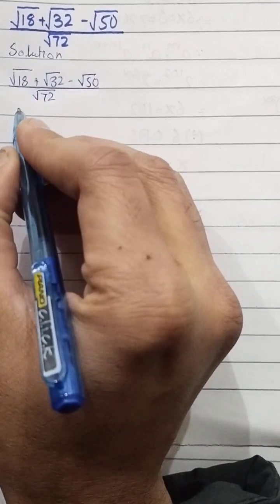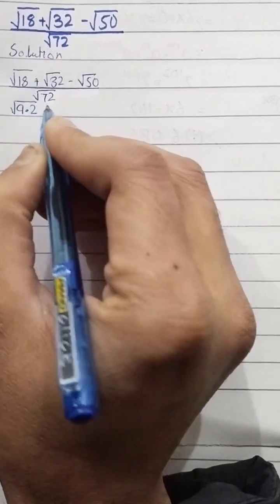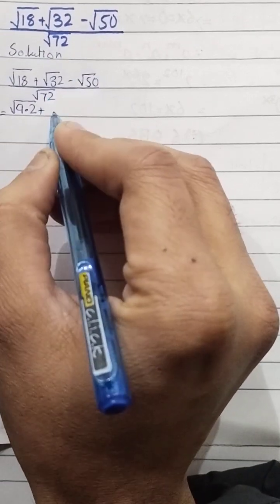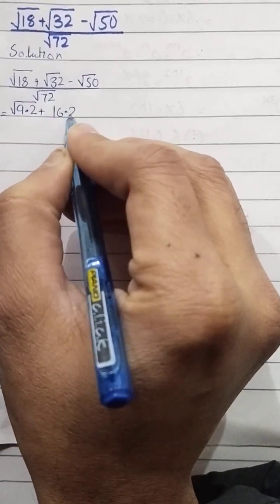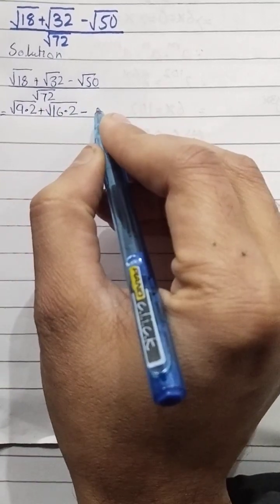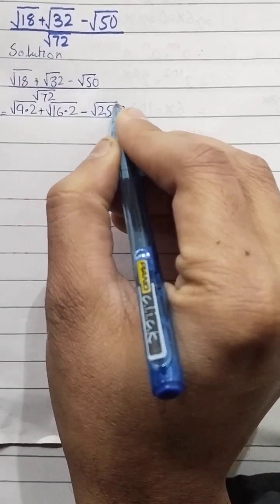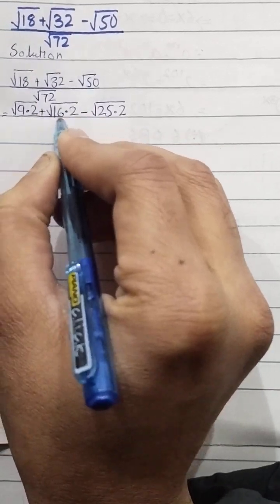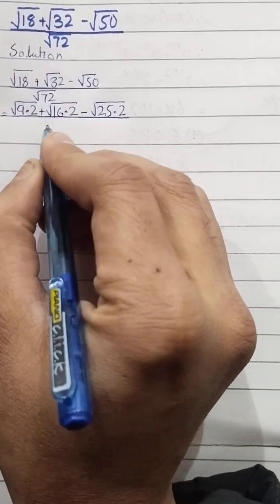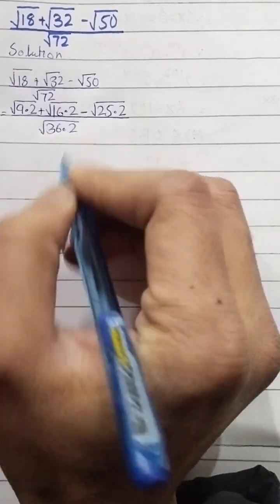This 18 can be written as 9 times 2 under the root, plus 32 can be written as 16 times 2, minus 50 can be written as 25 times 2, divided by 72. 72 can be written as 36 times 2, like this.